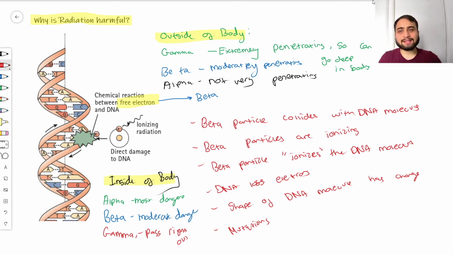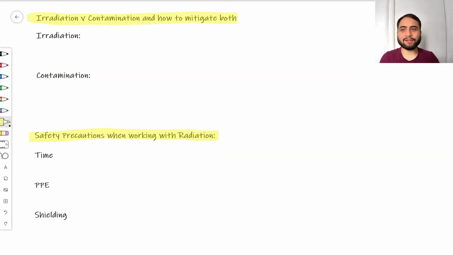So now you understand why radiation is harmful and the levels of harmfulness of each of the three types of ionizing radiation outside of the body and inside of the body. Okay, so now let's have a look at irradiation versus contamination and safety precautions when working with radiation. So let's have a look at irradiation first.